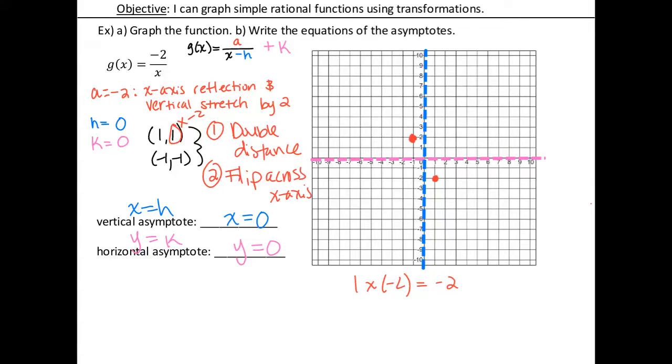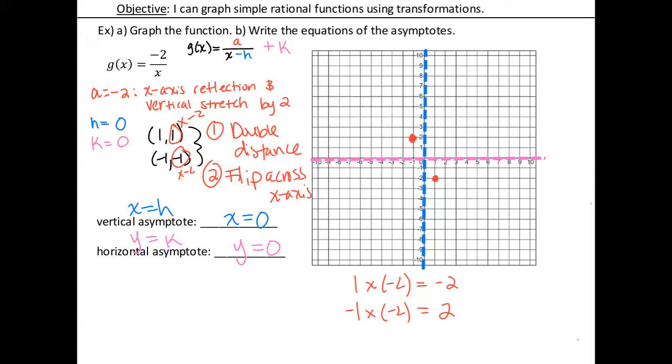Or again, you can take the y value and multiply by -2. So -1 times -2. Negative times negative is a positive. So I can get to -1, +2 either way. Whatever makes more sense to you guys, you can do it that way.